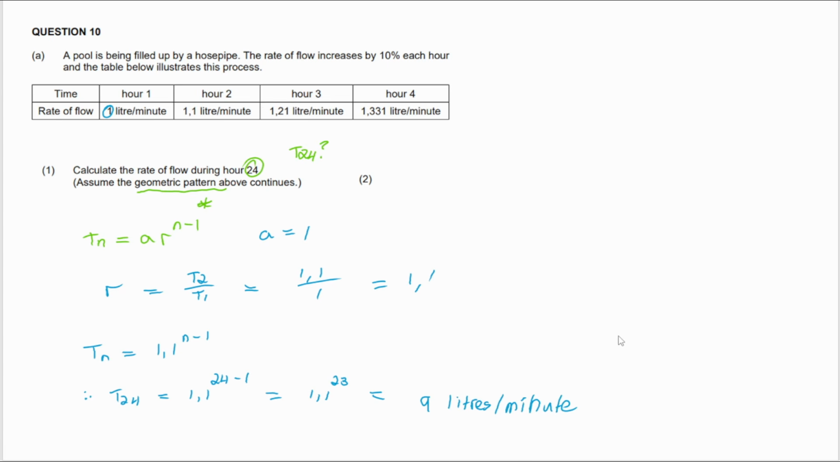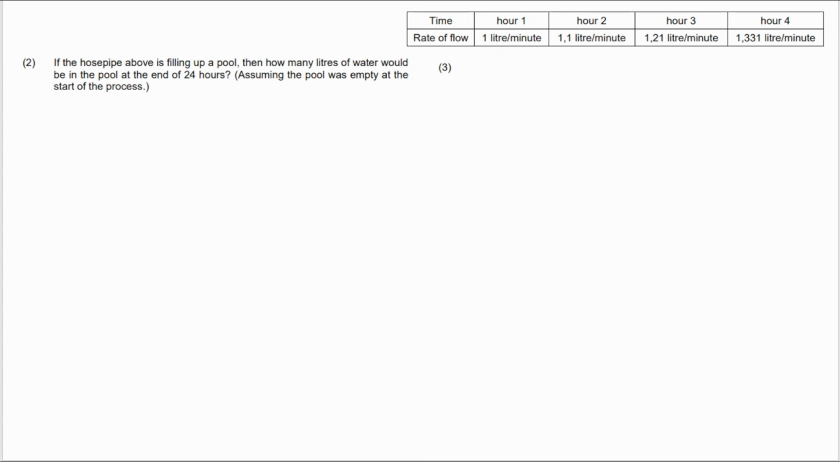My handwriting there is atrocious, but anyways, for question 2, let's say the hose pipe above is filling up the pool. How many liters of water would be in the pool at the end of 24 hours, assuming the pool was empty at the start of the process? Essentially what they're asking for here is the sum of the first 24 terms for this geometric pattern.